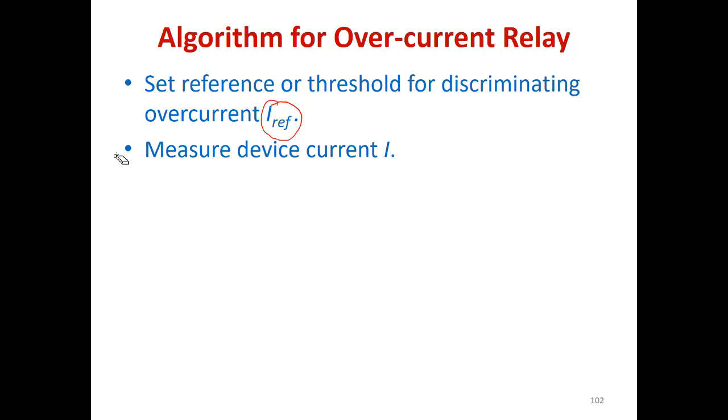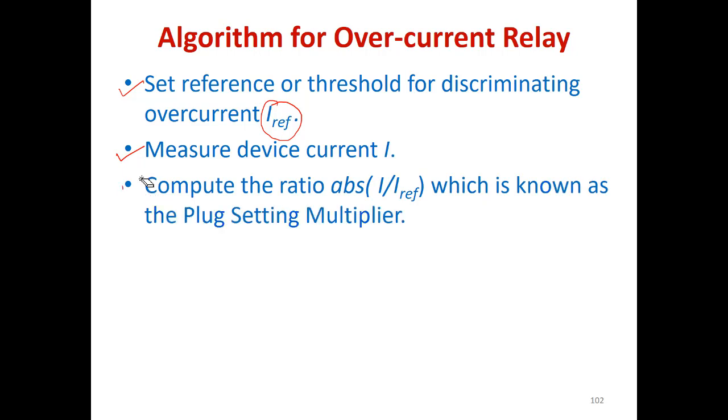Then it measures the device current, and then it compares, right? Then it computes the ratio of absolute I by I reference, which is known as the plug setting multiplier. In short form, we call it PSM. We will use this term PSM frequently. Please remember this. This is the plug setting multiplier.